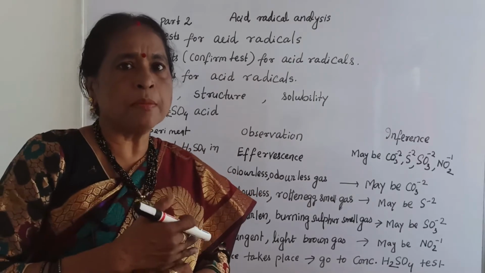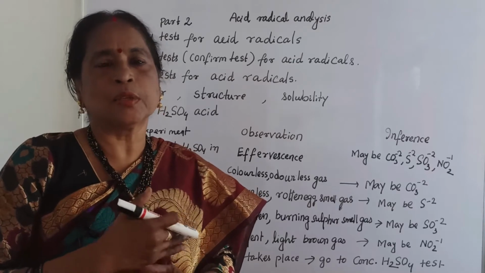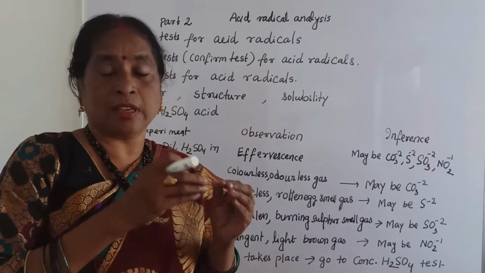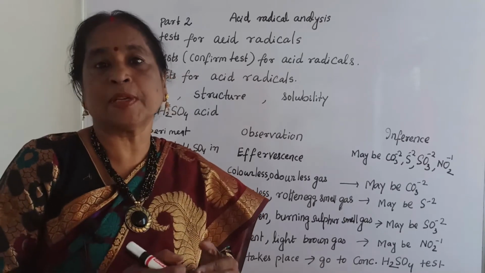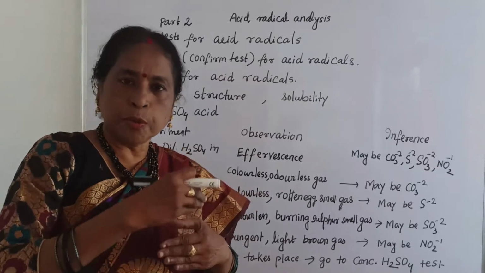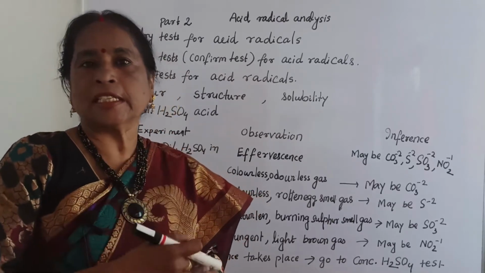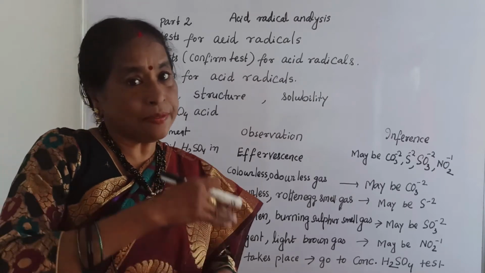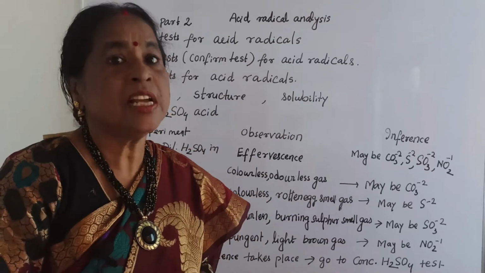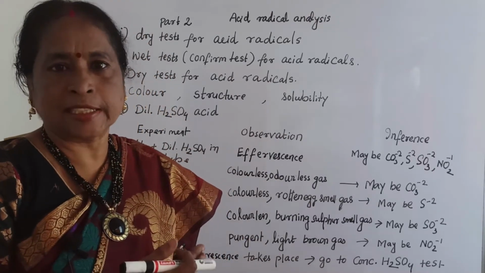Now after that we will proceed to the dilute sulfuric acid test. You should remember the first step, first level, that is the dilute sulfuric acid test. After that, if no effervescence takes place, then you will go to the concentrated sulfuric acid test. That means we do the test of level 1, or you can say group 1, and if group 1 radicals are not present, then you will go to group 2, that is the concentrated sulfuric acid test.